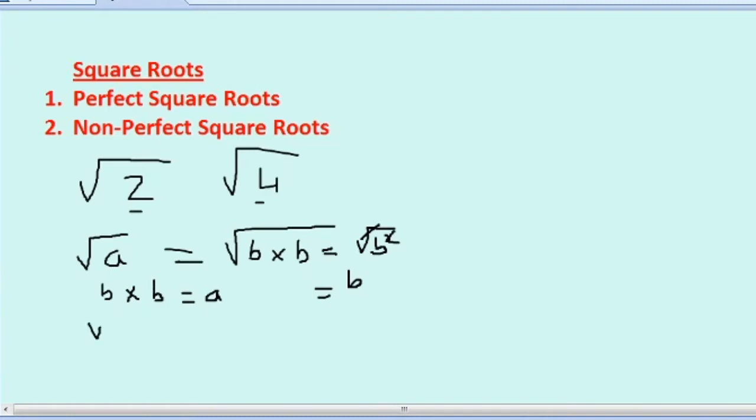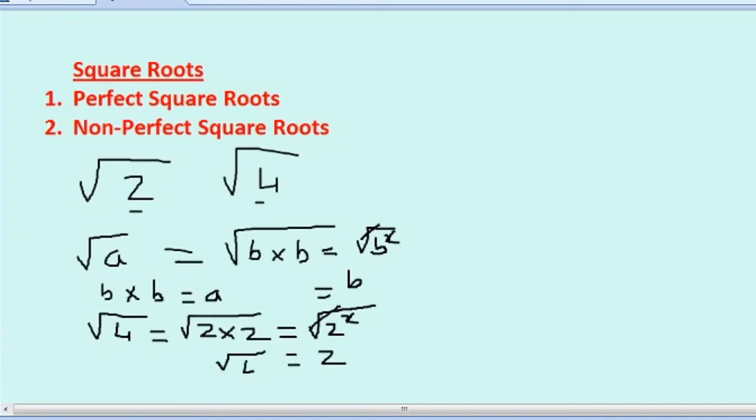Let's take the example of root 4. Root 4 we can split like this, 2 into 2, because 2 into 2 is 4. So we can also write root 4 as root 2 into 2, which is root 2 square. Here this root and this square get cancelled and our answer will be 2. So we can say that root 4 is equal to 2. This is the meaning and concept of square roots.